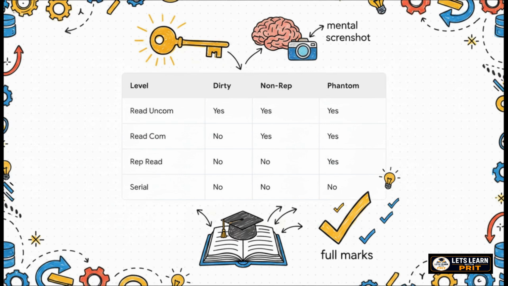Read uncommitted, all three anomalies are possible. Read committed, dirty read is prevented. Repeatable read, dirty and non-repeatable are prevented. And serializable, all three anomalies are totally prevented. Examiners look for this specific matrix to instantly know that you understand the core concepts. Ye table exam mein draw karke aana, full marks pakke milenge.